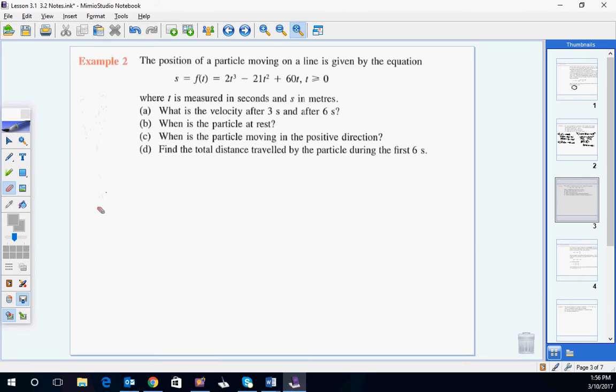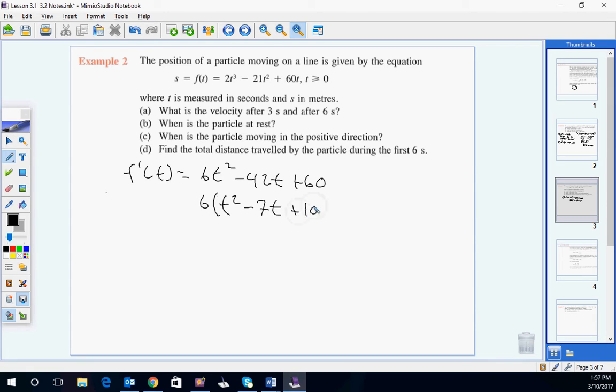So what's the velocity after 3 seconds and 6 seconds? What do we want to do to find that? Find the derivative. We're going to want that throughout this question. So it's 6t squared minus 42t plus 60. I'm also going to factor out the GCF, because we're going to need that for later. They all have a 6 in common.